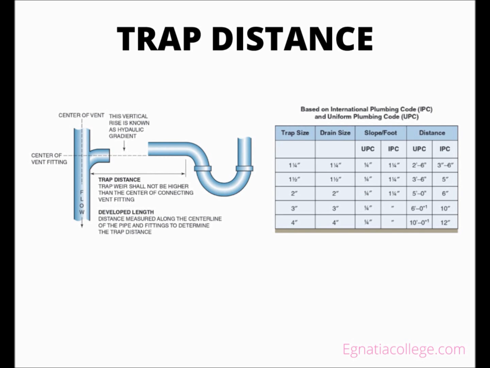The closest a trap can be located to a vent is also regulated. That code is known as crown venting. The weir of a trap cannot be less than 2 pipe diameters from the connecting vent, that is, a 2-inch trap weir cannot be less than 4 inches from the inlet of a vent fitting.